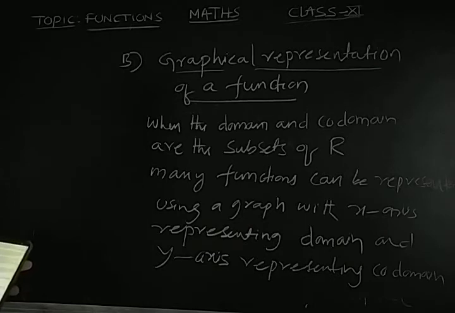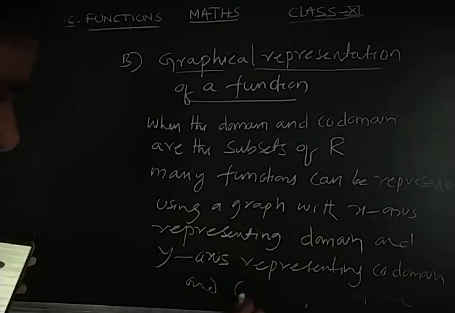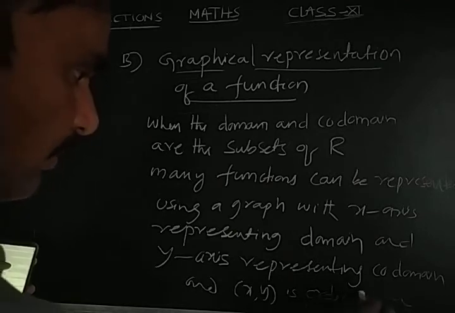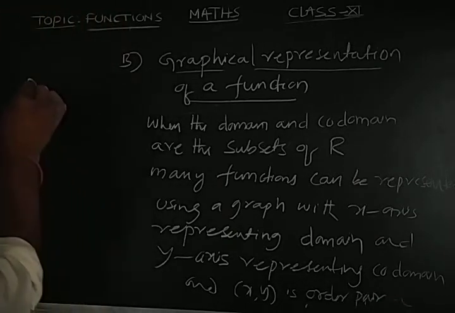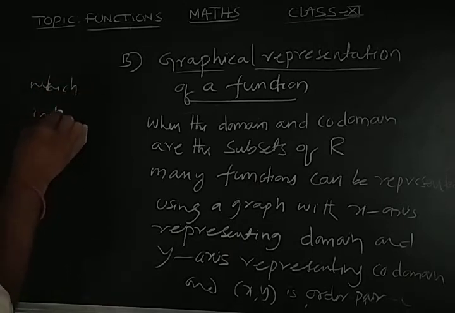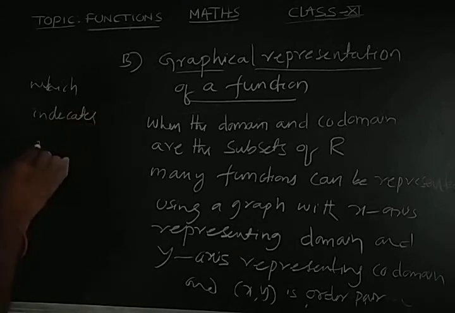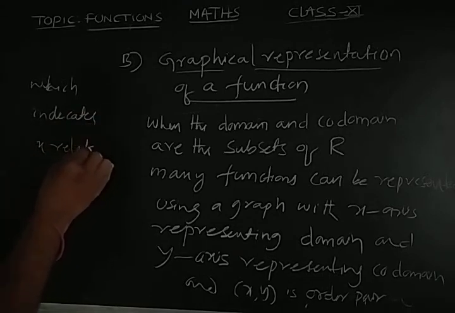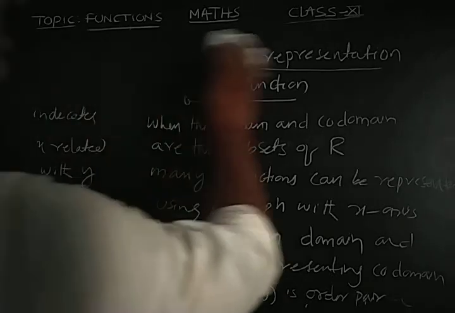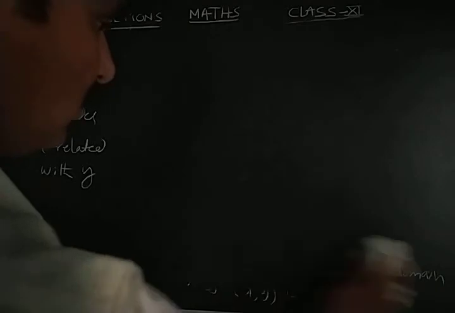Okay, and (x, y) is an ordered pair, with x-coordinate and y-coordinate, which indicates x is related with y. This is the graphical representation. Now let me explain with one example what the graphical representation is and how to represent it.